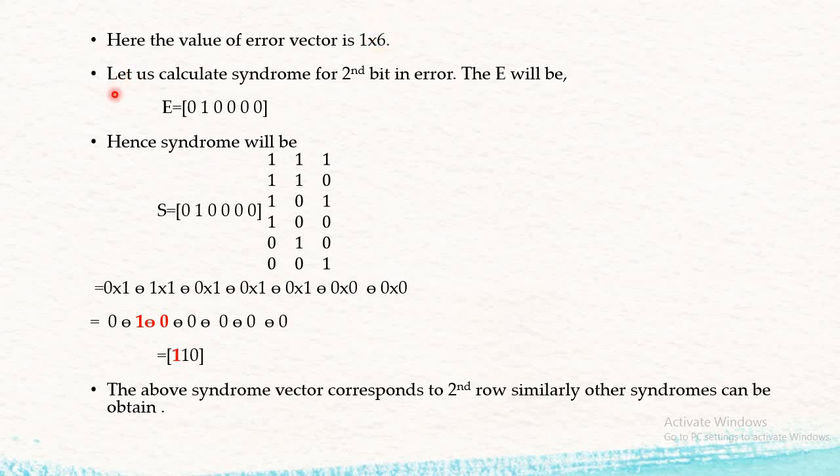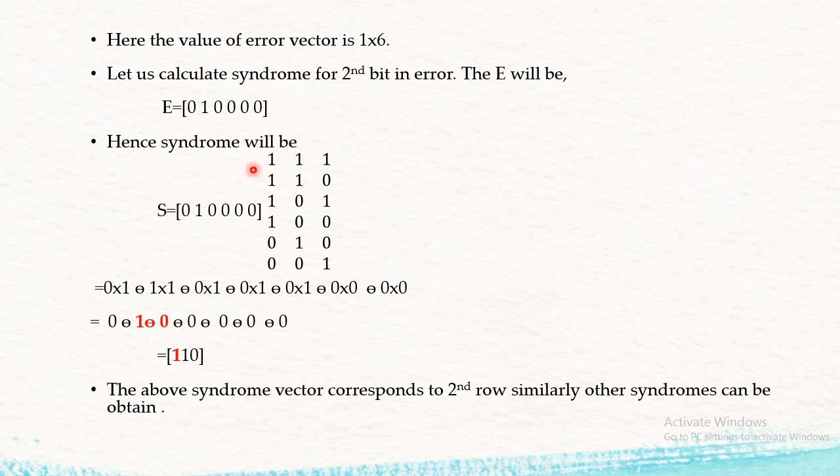Now here we take an example. Let us calculate the syndrome for a second bit error in the error value. So E will be, here we are considering the error present at the second position or at the second bit. So the error vector comes out to be 0 1 0 0 0 0. This 1 indicates that there is an error present at the second bit. Now we are going to find out the syndrome.